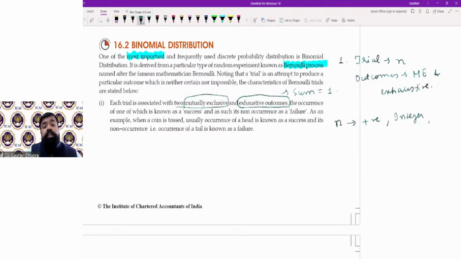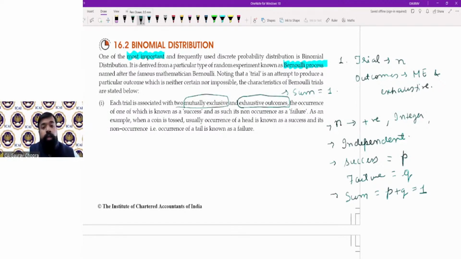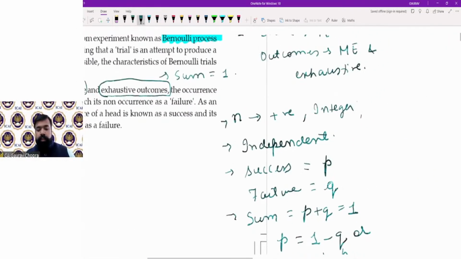Then we say that events must be independent of each other. Then there are two outcomes, one is success and the other is failure. The probability of success is denoted by P and the probability of failure is denoted by Q. Their sum is always taken as 1. So P plus Q is equal to 1. We can write P is equal to 1 minus Q, or Q is equal to 1 minus P. So these are the basic conditions of binomial distribution.